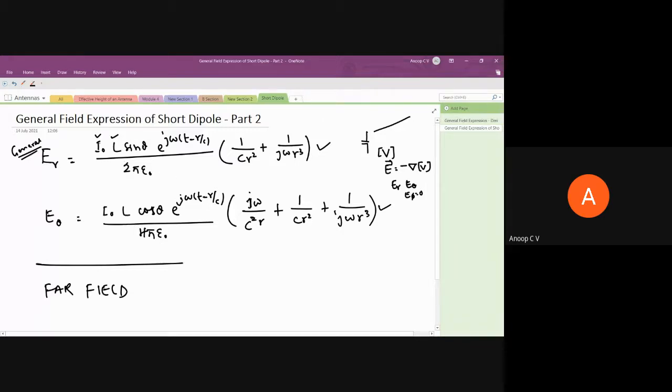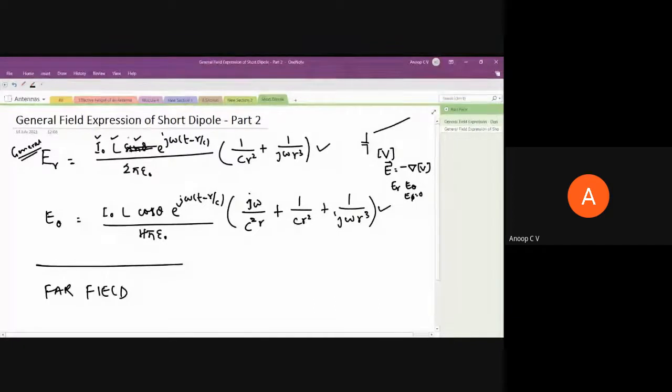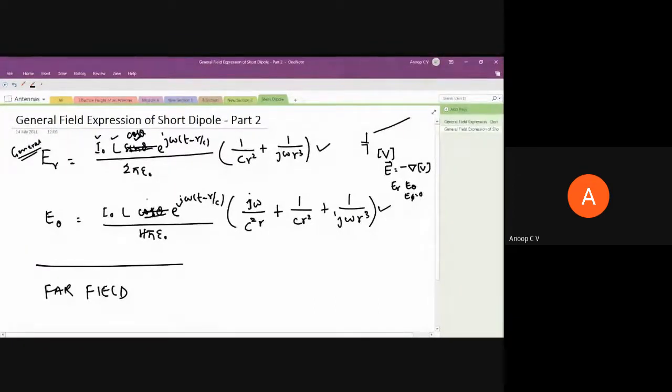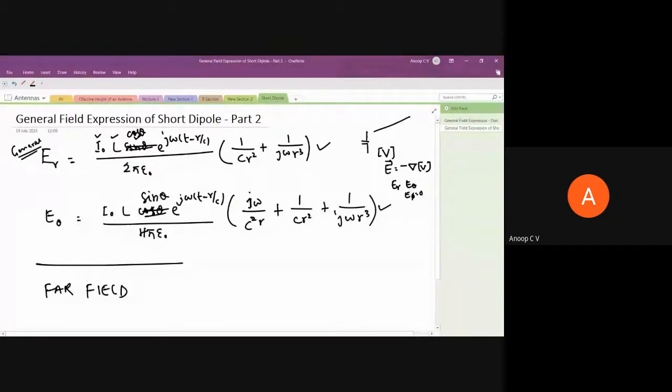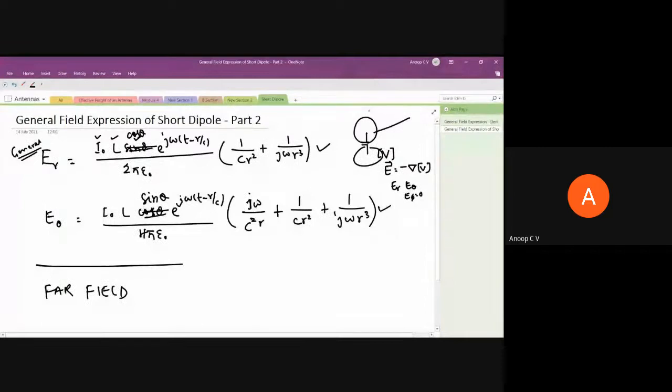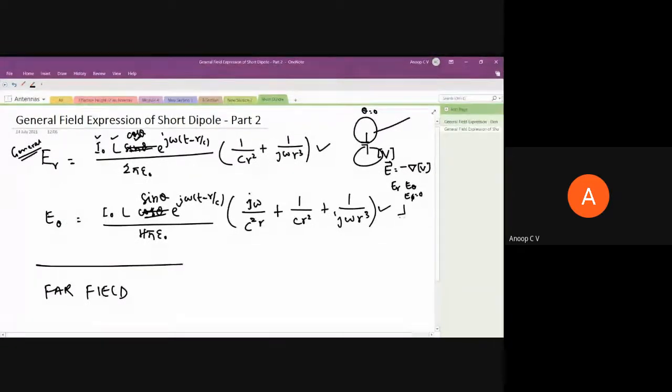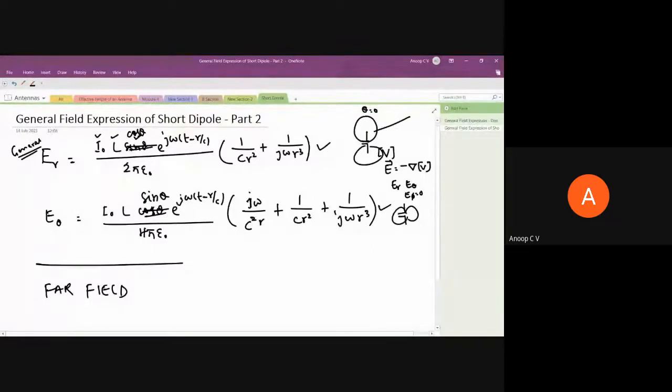And E_r is proportional to sine theta, right? I've drawn you the pattern. So I think it's the reverse. E_r should be proportional to cos theta, I have written it wrong. E_r should be proportional to cos theta, and E_theta should be proportional to sine theta. If you plot E_r, the maximum will be along theta equal to 0, and if you plot E_theta, the pattern will be a sinusoid pattern, right? So this is what we have seen.